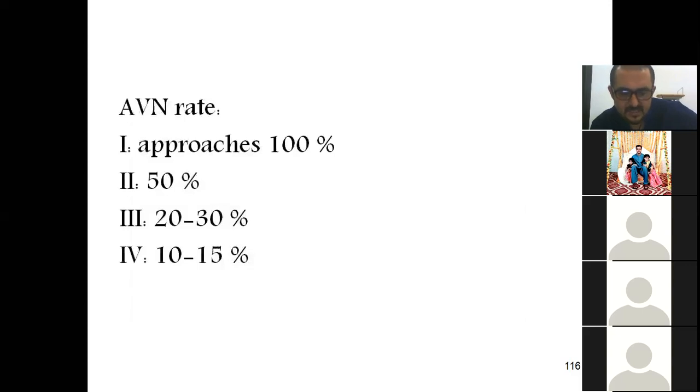Our discussion regarding Delbet ends with what is the rate of AVN. So type 1 approaches 100% AVN. Okay. Type 2, 50% rate of AVN. Type 3, 20 to 30% rate of AVN. Type 4, 10 to 15% of AVN. Just remember this: 100, 50, 25, and 10 to 15. They will not force you to get to the average. By the way, in many books, type 4 Delbet has zero AVN. Some of the books, for example Rockwood, have written somewhere that the rate is nearly zero.